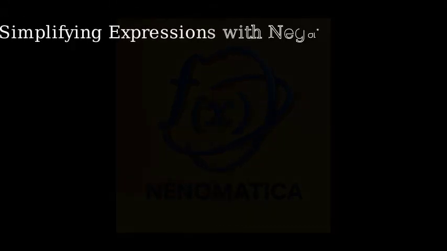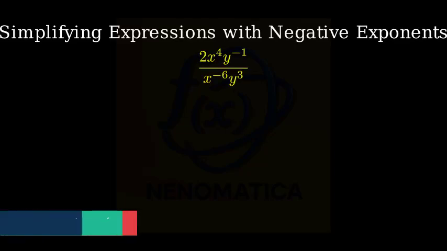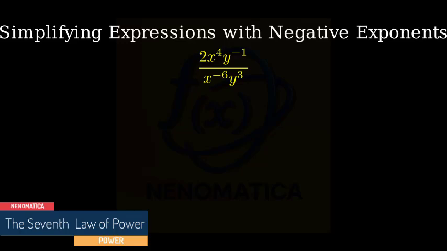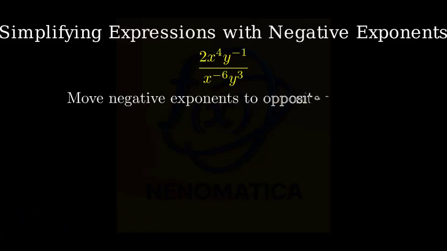In this video, we'll learn how to simplify algebraic expressions with negative exponents and convert them to expressions with only positive exponents. Let's start with our first example. We have the expression 2x to the fourth y to the negative 1, all divided by x to the negative 6 y to the third. To convert this to an expression with positive exponents only, we need to apply the rules of exponents.